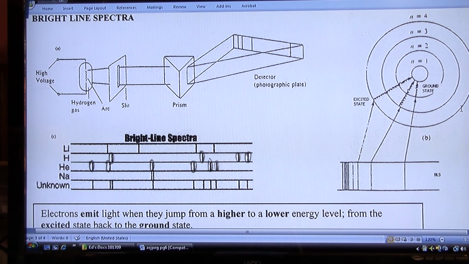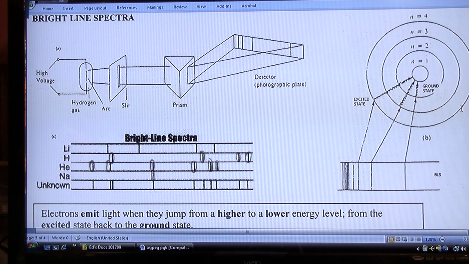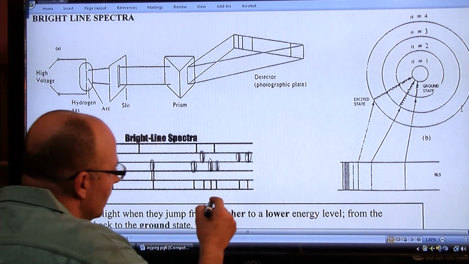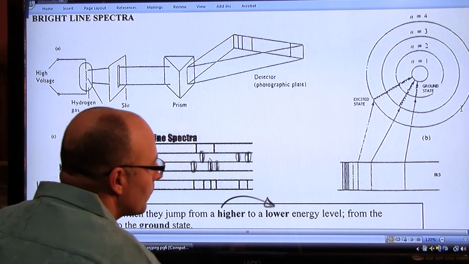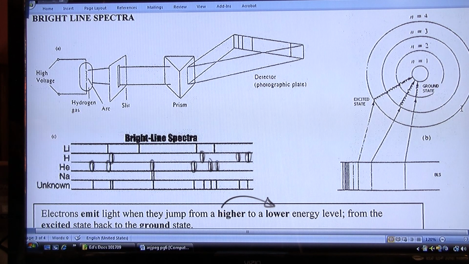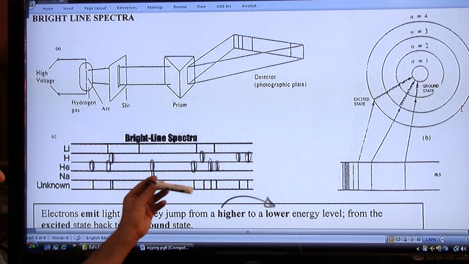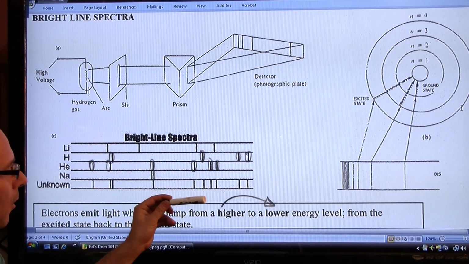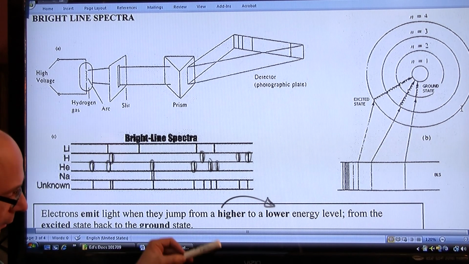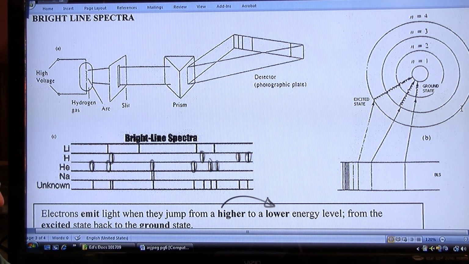Again, one more time. Electrons emit light when they jump from a higher to a lower energy level. All right, it's from higher to lower. Another way of saying that is when they go from the excited state back to the ground state. And you can think of the analogy here very simply. Think of a pen or a marker. Now that marker, if I plant it on the table, which you're seeing there, is not going to move, because gravity is holding it on the top of this table.